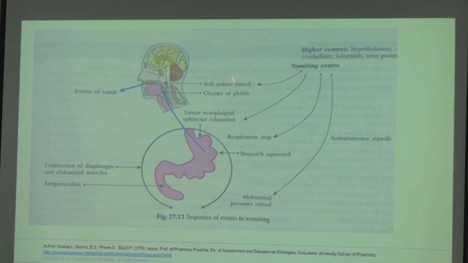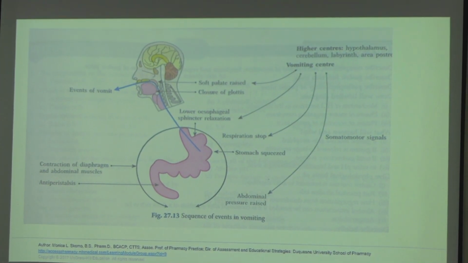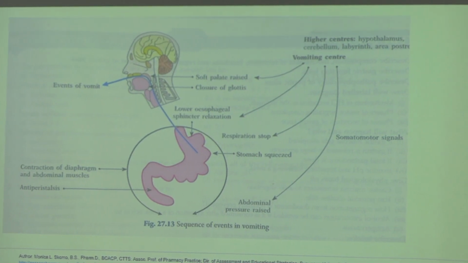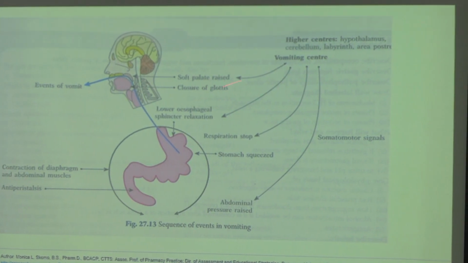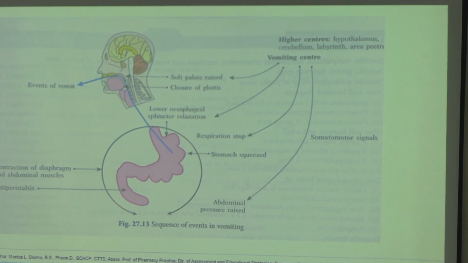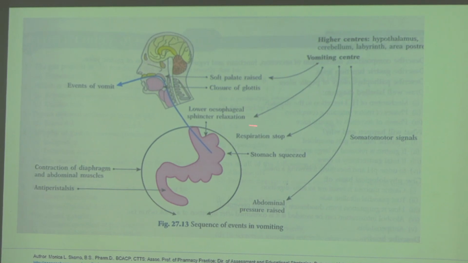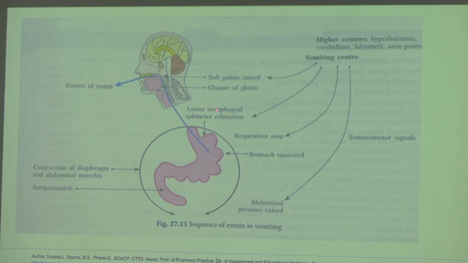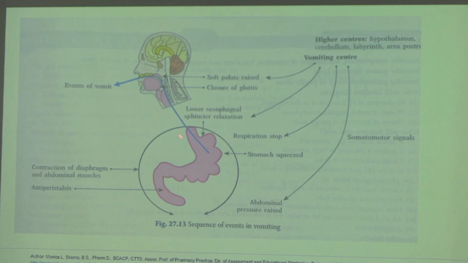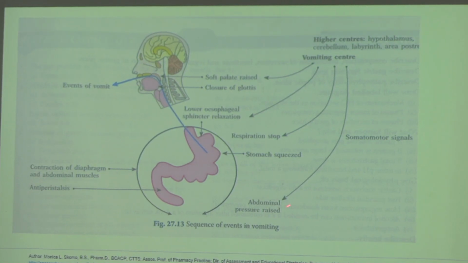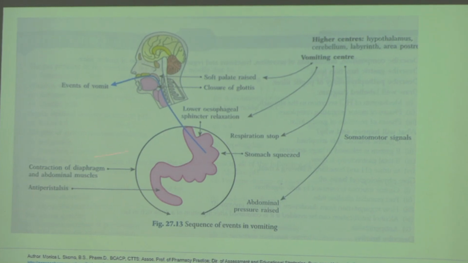Now the vomiting center will cause closure of the soft palate so that vomitus doesn't come out of the nostril. There will also be closure of the glottis so that the contents do not enter the respiratory tract. Respiration will be stopped, the lower esophageal sphincter will be relaxed, and somatomotor signals from here will cause abdominal pressure to rise. All these things will cause increase in pressure within the stomach, so contents will come out.